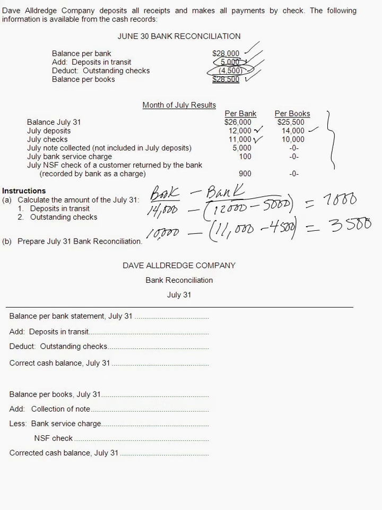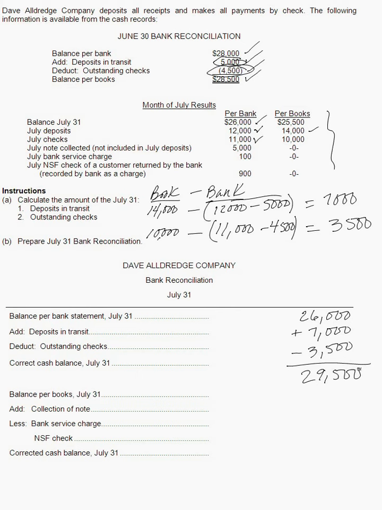Okay, now that we've calculated those amounts correctly, let's go ahead and complete the bank reconciliation. So the balance per the bank on July 31st is 26,000. I'm going to add my deposits in transit of 7,000, and I'm going to subtract my outstanding checks of 3,500, and this gives me a corrected cash balance of 29,500.